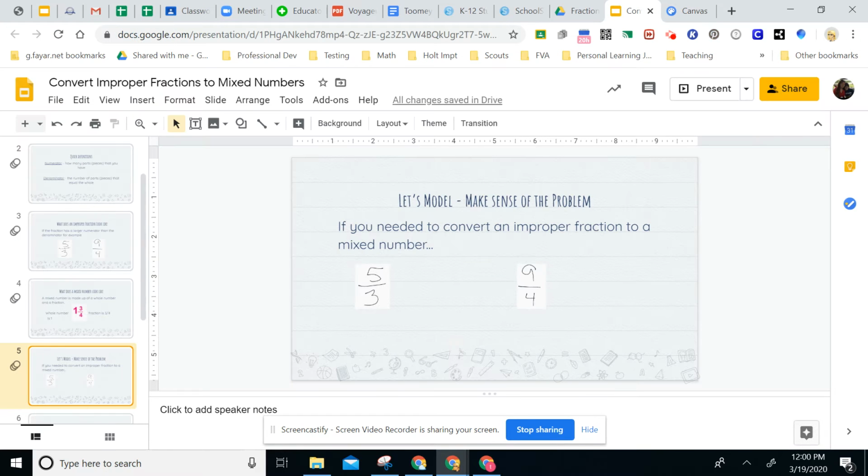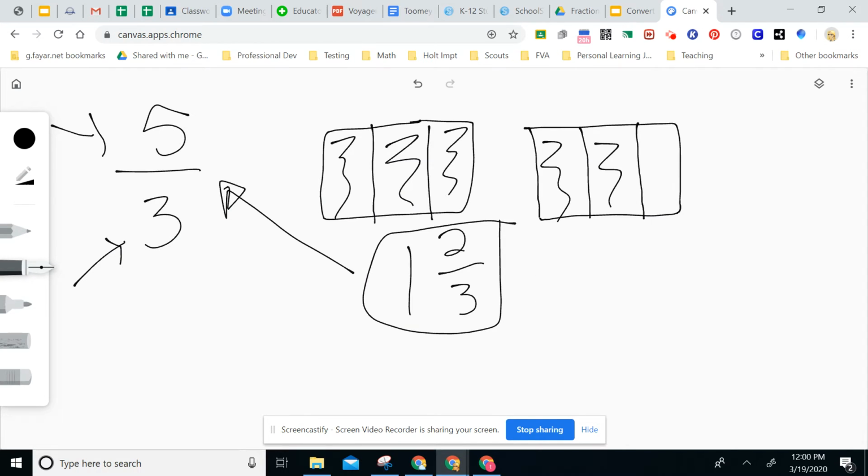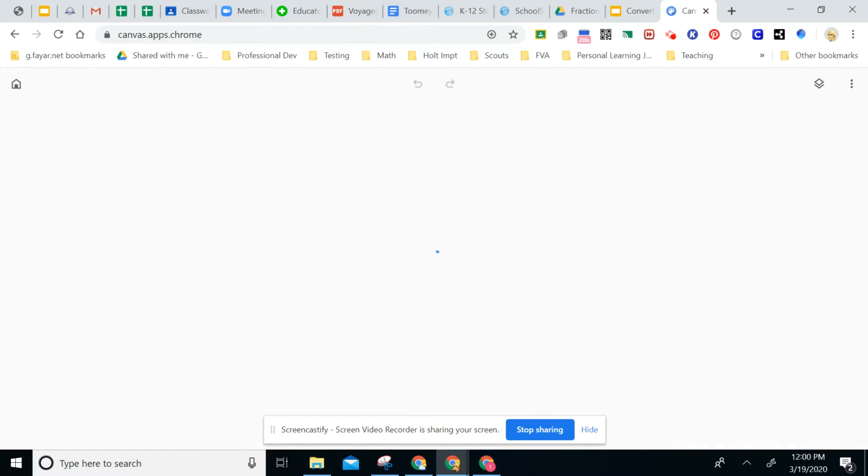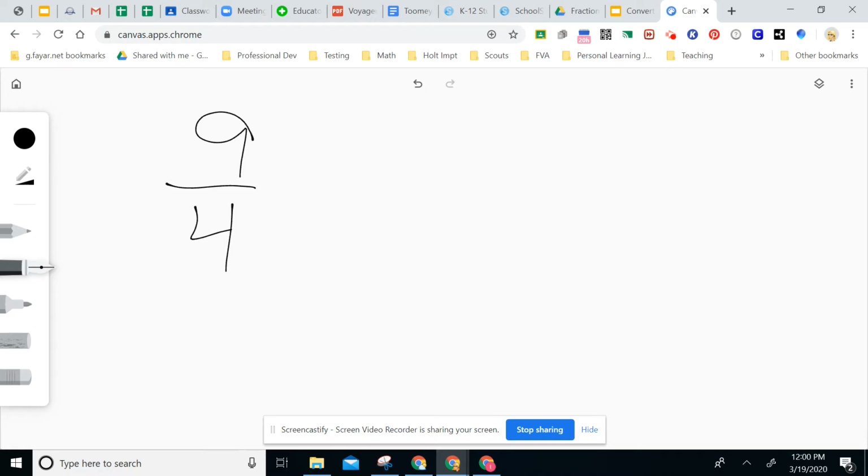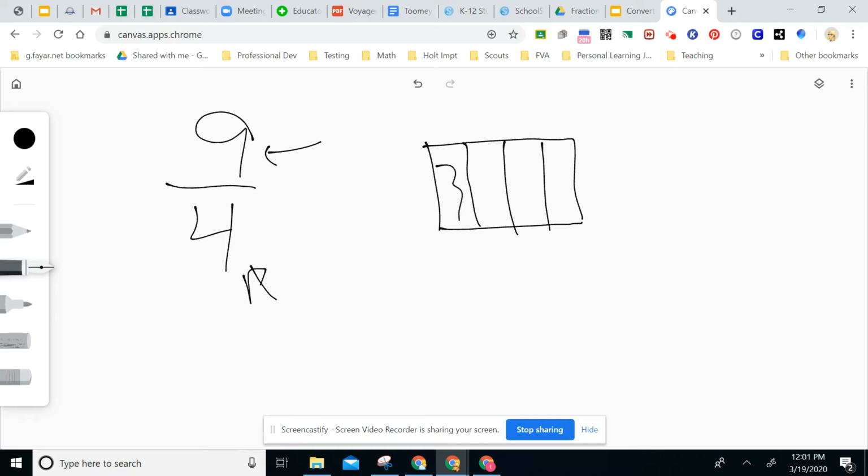Okay, let's go ahead and do our next example. The second example, I believe, was 9/4. I'm going to open up a new drawing here. 9/4. The top number, once again, tells me how many pieces I have. The bottom tells me how many make a whole. So in this one, I have 4 pieces that make a whole item, and I know I have 9 of those pieces. So I'm going to break this up into 4s. I can do this lots of different ways, but I'm going to do it this way for now. So there's 1, 2, 3, 4.